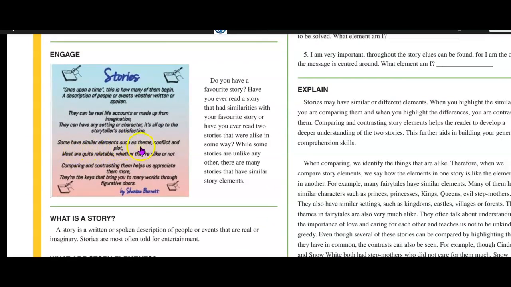Some have similar elements such as theme, conflict, and plot. Most are quite relatable, whether they are alike or not. And comparing and contrasting the stories helps us to appreciate them more. They are the key that bring you to many worlds through figurative doors.